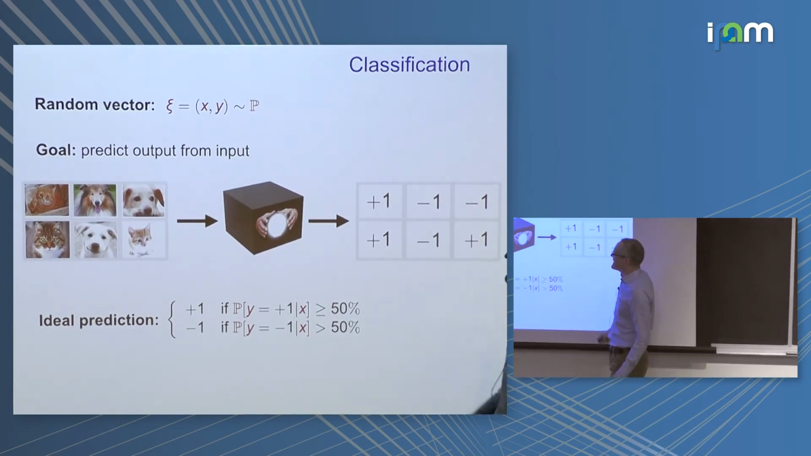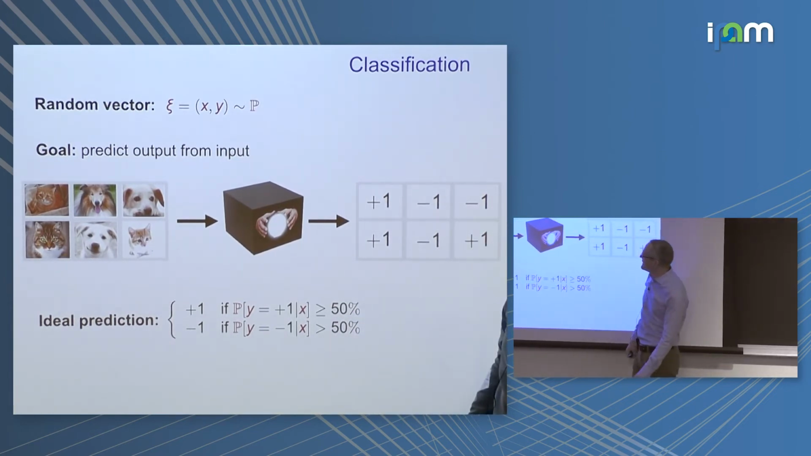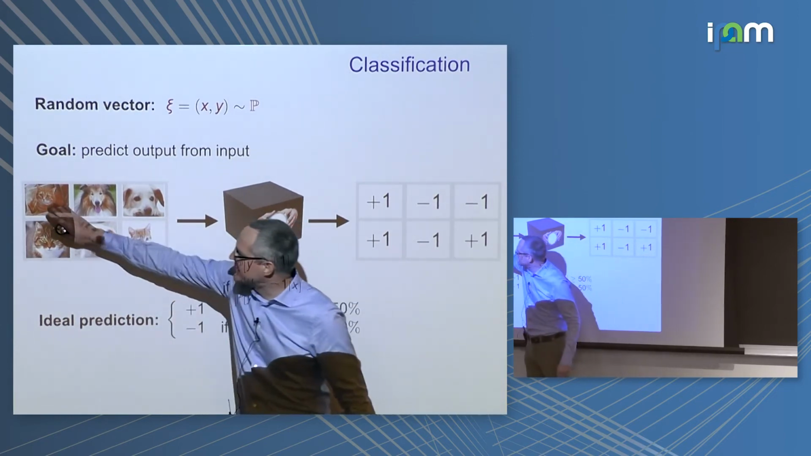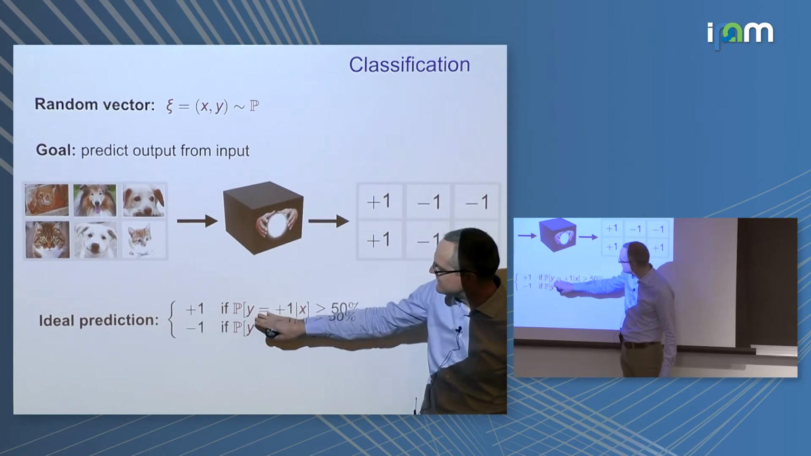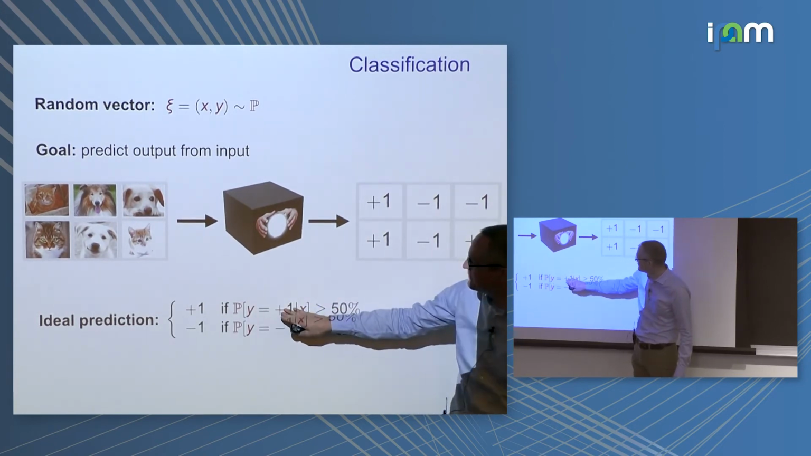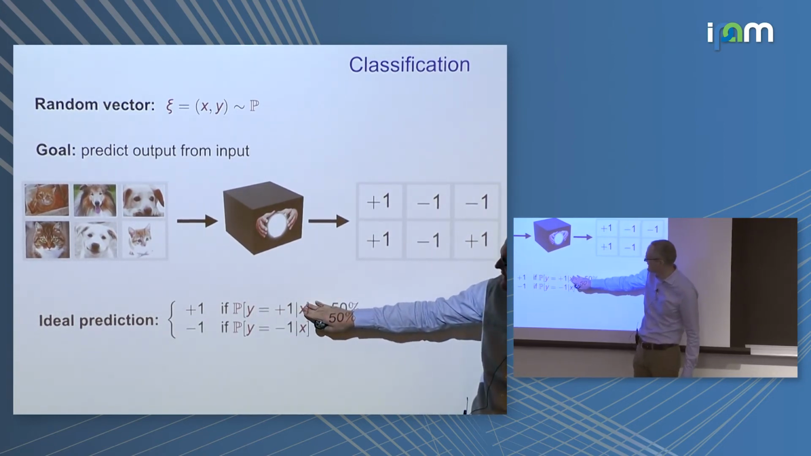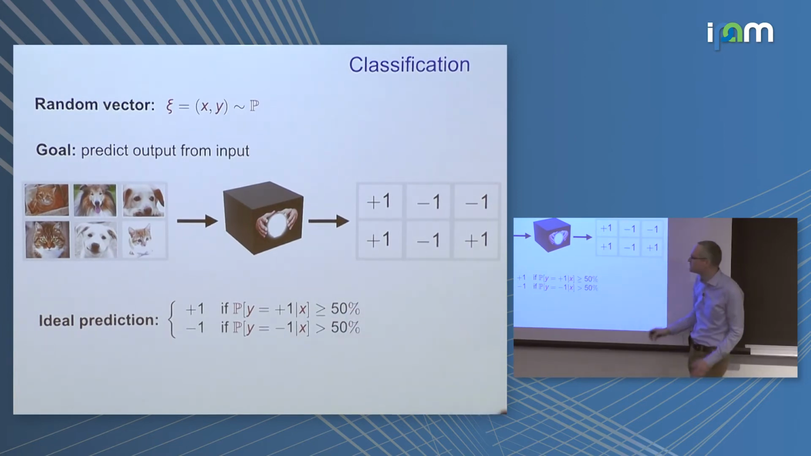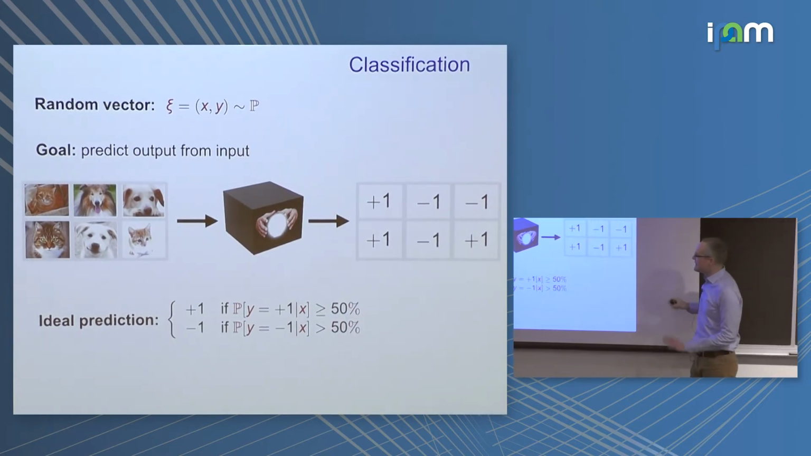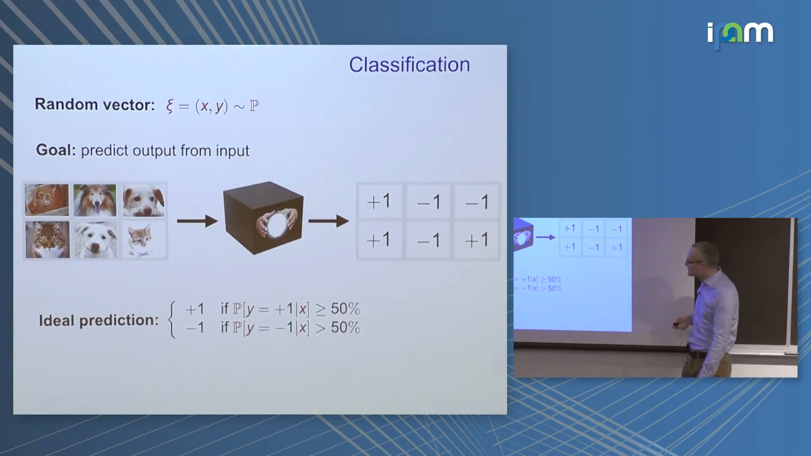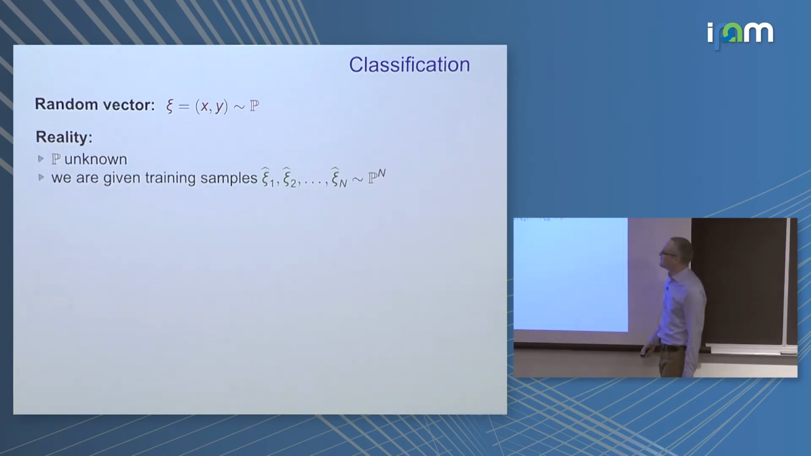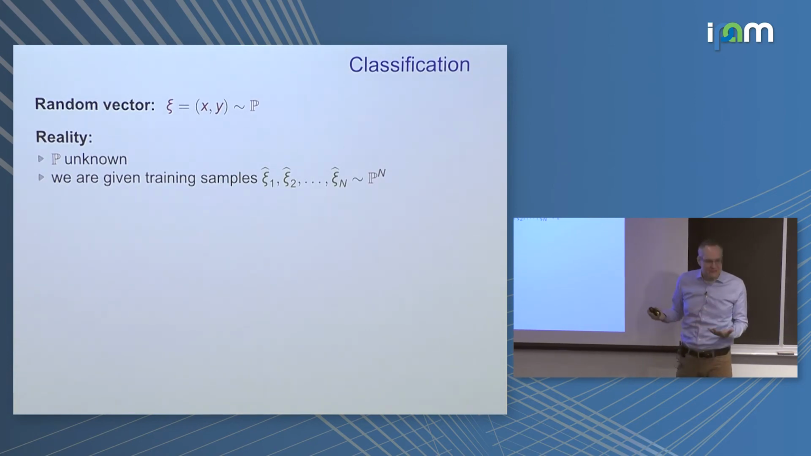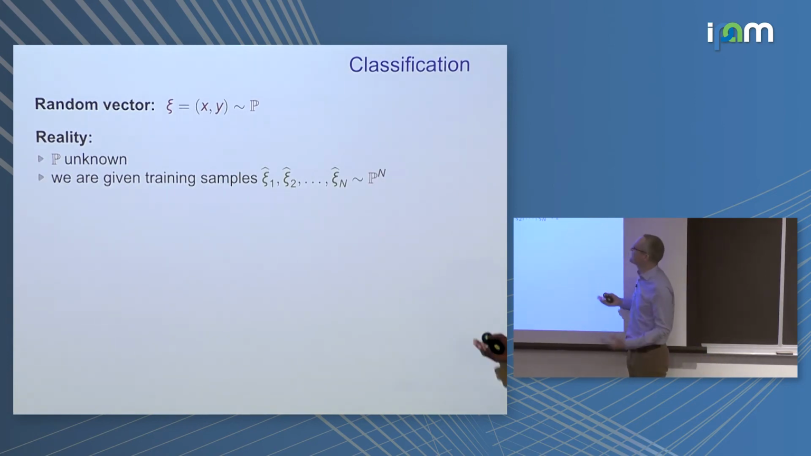Now, the ideal classifier would be the one that predicts that an image shows a cat if the conditional probability of the output being 1, conditional on the input, is more than 50%, and will predict a dog otherwise. This ideal predictor is, of course, not accessible to us because we do not know the distribution p. And the only thing we have is training samples from the distribution p, annotated, labeled images.